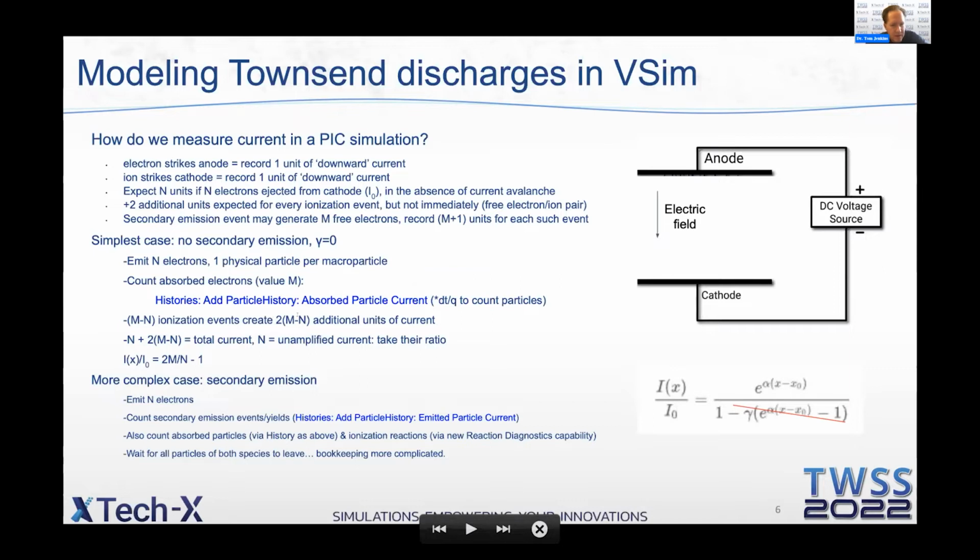So this is the ionization current, 2m minus n. This is the initial current n. We add them together and divide by the unamplified current to get this ratio on the left of our equation. And it simplifies a bit, of course. I was going to mention that to count particles, we can just do particle history, which uses this menu in the visual setup. And then whatever result you get, you can just multiply by dt over q, and that will give you a particle count.